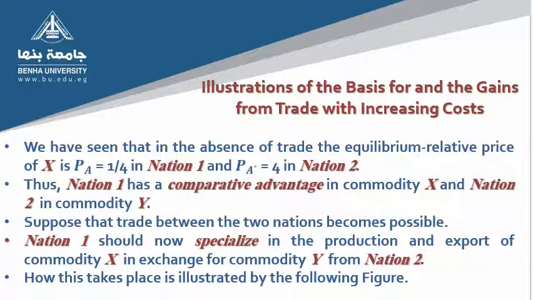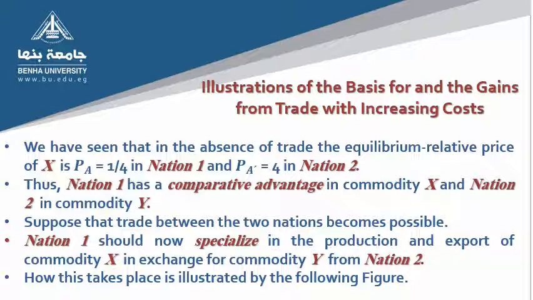Illustrations of the basis for and the gains from trade with increasing costs. We have seen that in the absence of trade, the equilibrium relative price of X is PA equal 1/4 in nation 1 and PA' equal 4 in nation 2. Thus, nation 1 has a comparative advantage in commodity X and nation 2 in commodity Y. Suppose that trade between the two nations becomes possible.